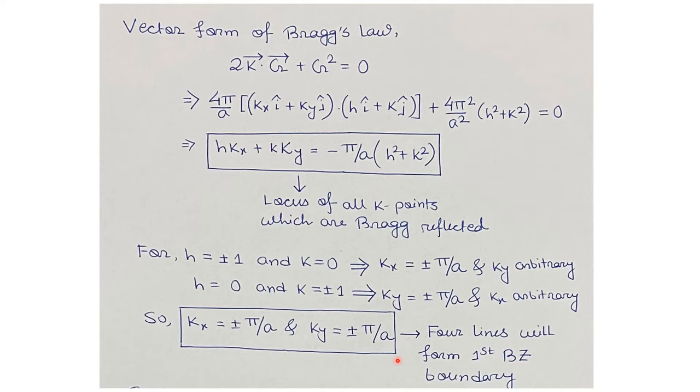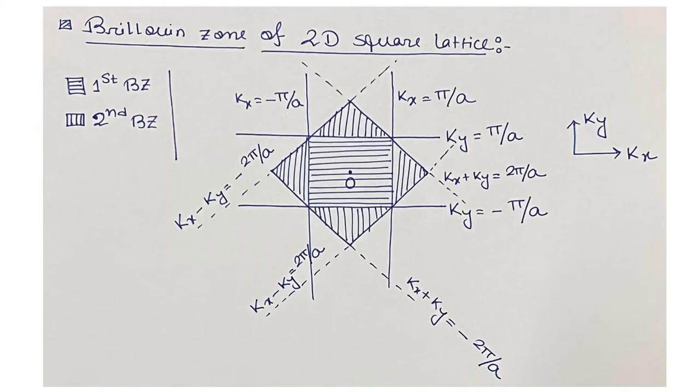So these are basically constructing the boundaries for the first Brillouin zone. These 4 lines will give the first Brillouin zone boundaries here, that we have already seen in the first schematic diagram. So till now we have seen how we can construct the first Brillouin zone boundaries for the two-dimensional square lattice from the vector form of the Bragg's law. Those 4 lines are Kx equals plus minus pi by a and Ky equals plus minus pi by a, the boundaries of the first Brillouin zone that we have constructed mathematically.